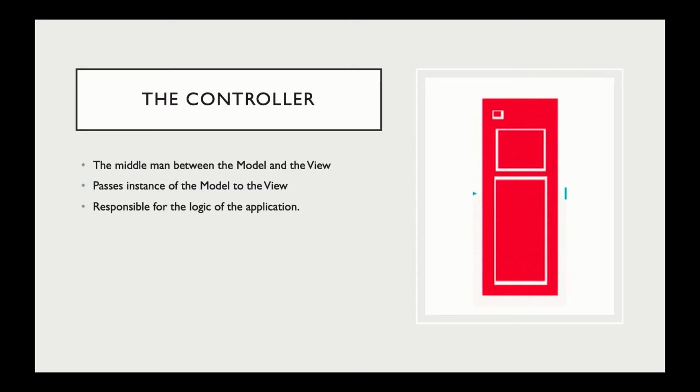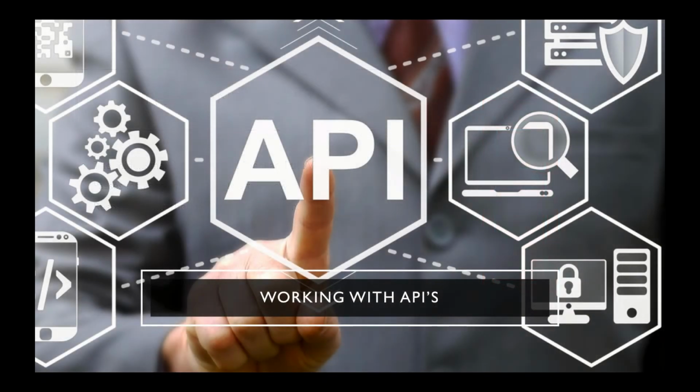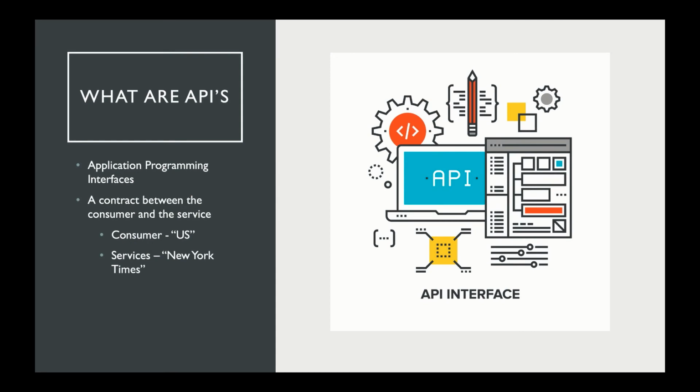Node, which is something that you will get familiar with in a later video, is responsible for serving data through an API. The remaining slides will give you guys a basic understanding of how an API works and why it is important. An API is an application programming interface. The API works as a contract between the consumer and the service.